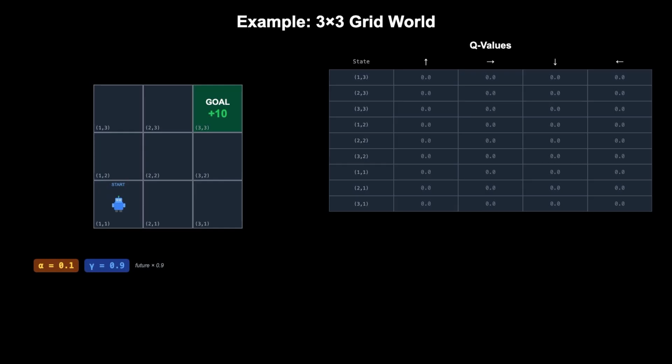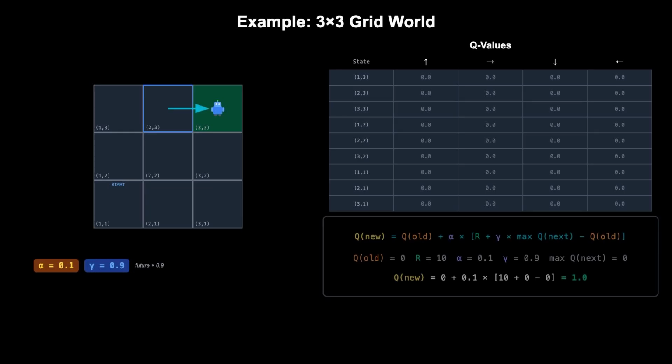The agent begins exploring. At first, it wanders randomly since all Q values are identical. Eventually, after many steps, it stumbles upon the goal and receives the reward of 10. This is the critical moment. The agent was in the cell just left of the goal, moved right, and received 10 points. The update rule kicks in. The old Q value was 0, the observed outcome was 10, so the new Q value becomes 1.